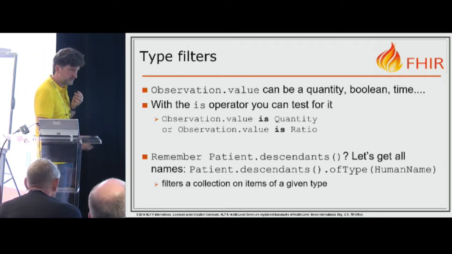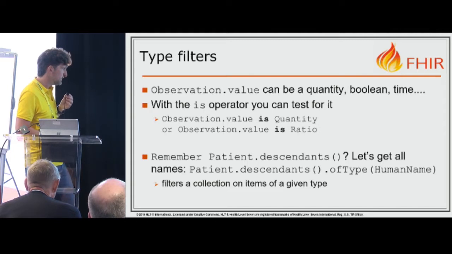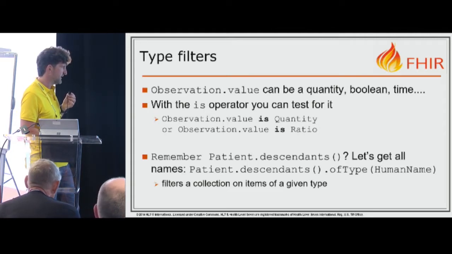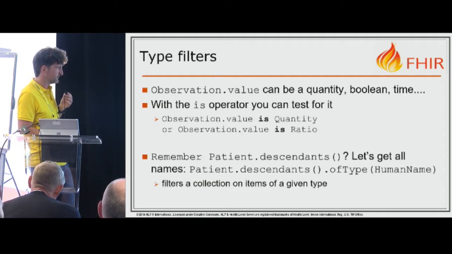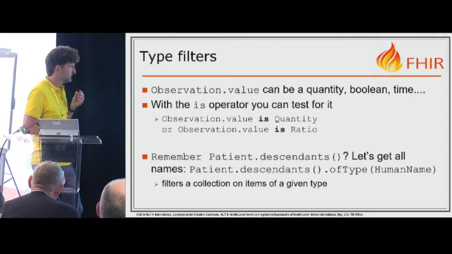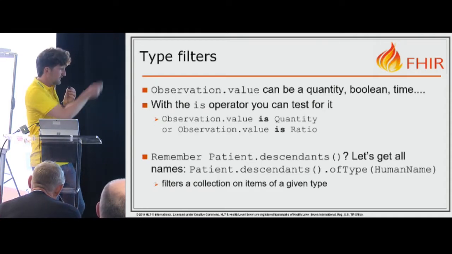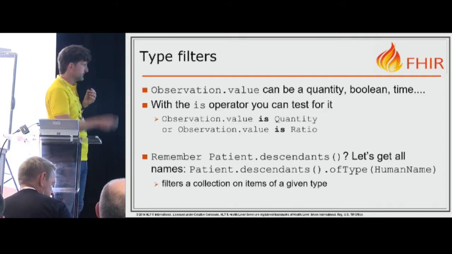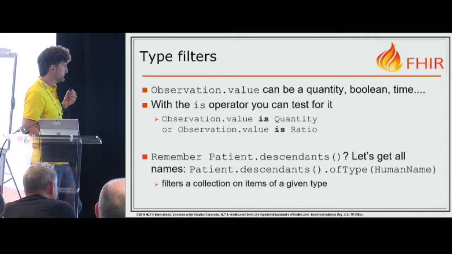That would give you every single element under patient. But you could say patient.descendants of type human name, and it would filter everything under patient in your instance that is of type human name. That could be a surprising number of elements. You could do Boolean here, and it would go into the whole depth of your instance and filter all the elements that are of type human name. So is returns a Boolean, and of type selects the children that are of a specific type.